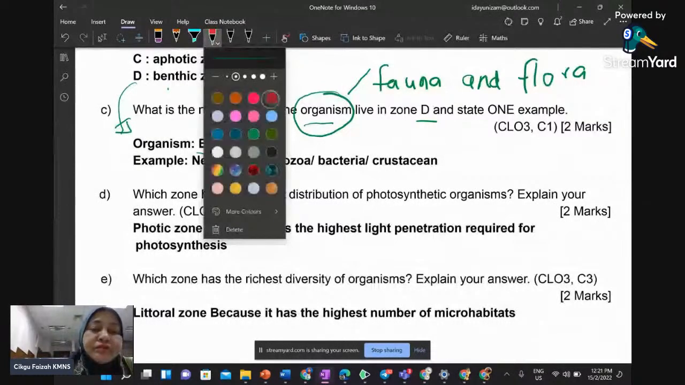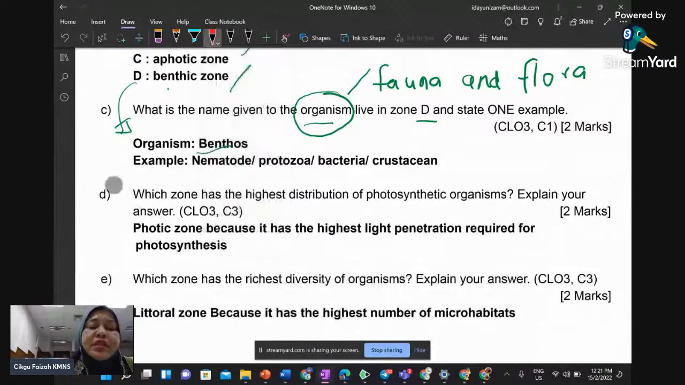Okay, bila you tak belajar topik biodiversity, right? So the example that is given is protozoa, bacteria, crustacean. Okay, so these are all the organisms that occupy the benthos. On the D zone, which just now is the benthic zone.